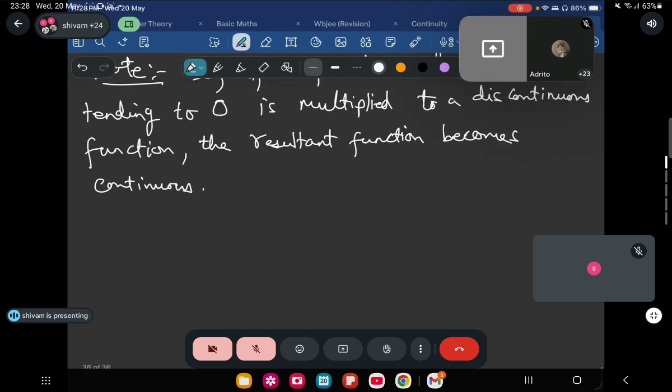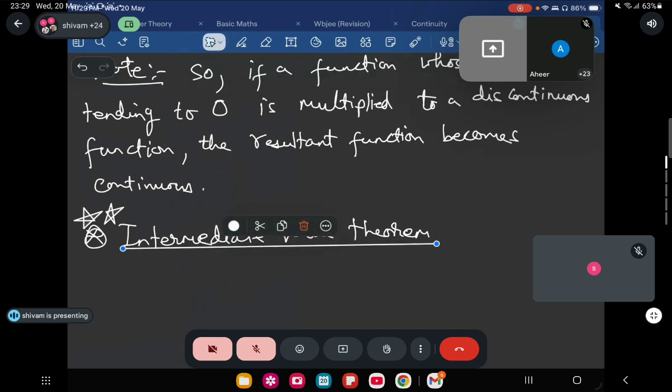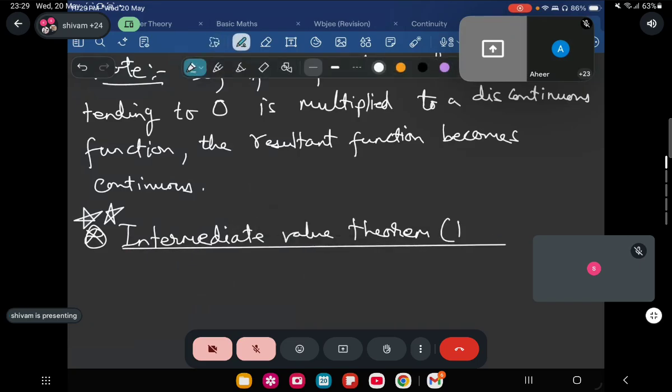Next, our next theorem is very, very important. You people must have heard of it also. Intermediate value theorem. It's very important, everyone. If you see PYQs, you'll understand. And also, this theorem and one more theorem, a lot of questions are asked in ISI's entrance also. Intermediate value theorem, IVT.